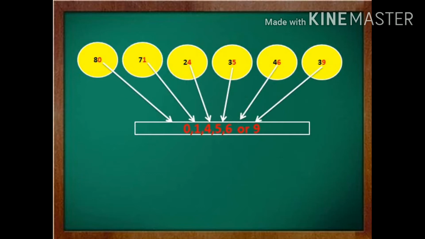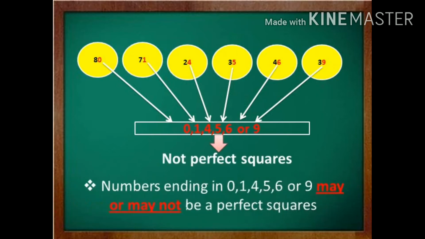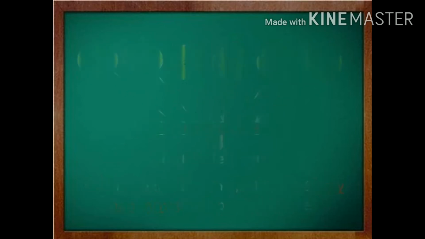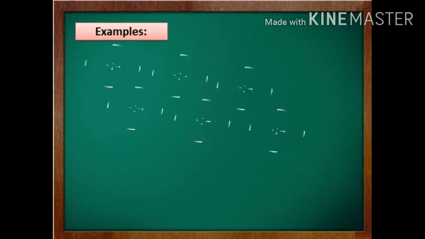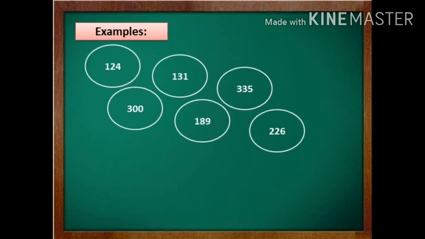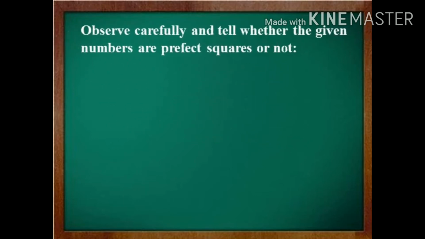Now, these numbers also have 0, 1, 4, 5, 6, or 9 in their units place. But they are not square numbers. They are not perfect squares. Numbers ending in 0, 1, 4, 5, 6, or 9 may or may not be perfect squares. For example, 124, 300, 131, 189, 335, 226 are not perfect squares.